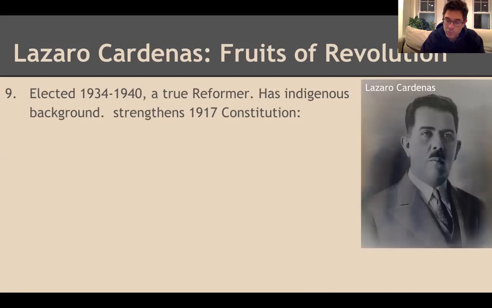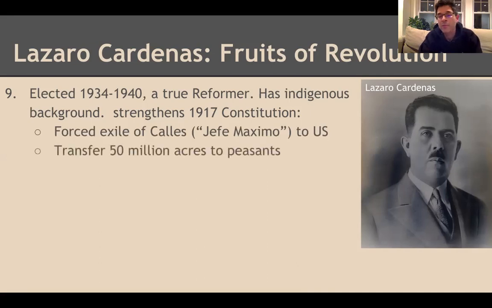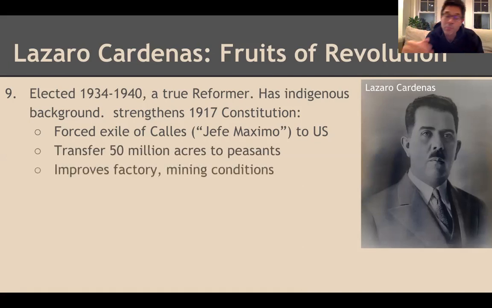Cárdenas is a true reformer. So even though the fighting of the revolution had ended, this is when the reforms and the ideas of the revolution really begin to take hold. He's going to reinforce that 1917 Constitution. He's going to exile or force Calles out of the country to the United States. He's going to transfer 50 million acres of land to peasants who desperately need it. He's going to improve conditions in the factories and the mines. He's going to strengthen the unions.